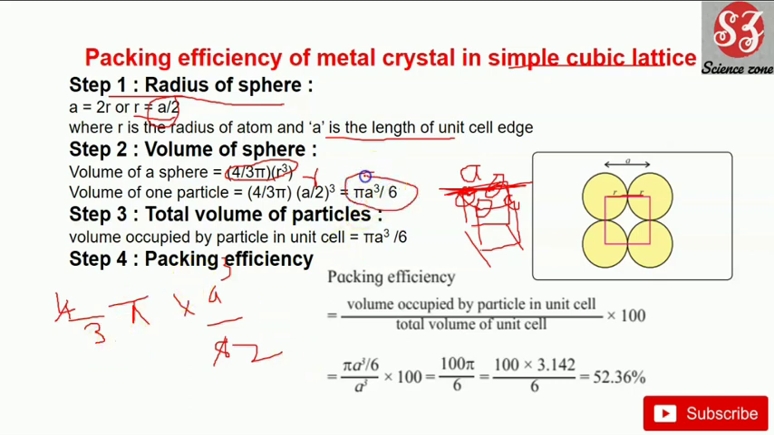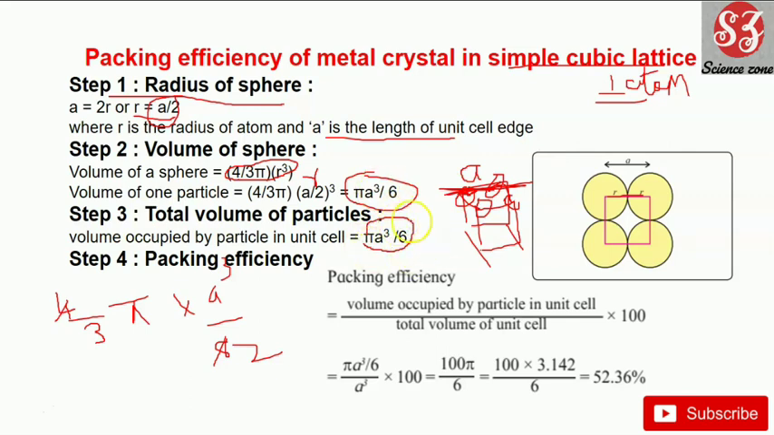So the volume of one sphere in a simple cubic lattice is pi a cube by 6. Now you have to find the total volume of particles. Do you remember how many particles are present in simple cubic? It has only one particle: 1/8 of a particle on each corner, and 1/8 into 8 corners is equal to 1 atom. So the formula remains the same, 1 into the complete pi a cube by 6.